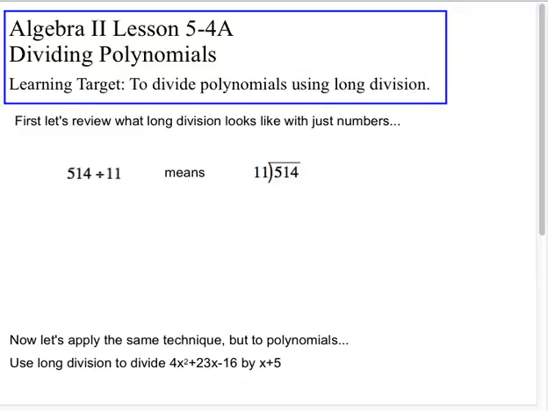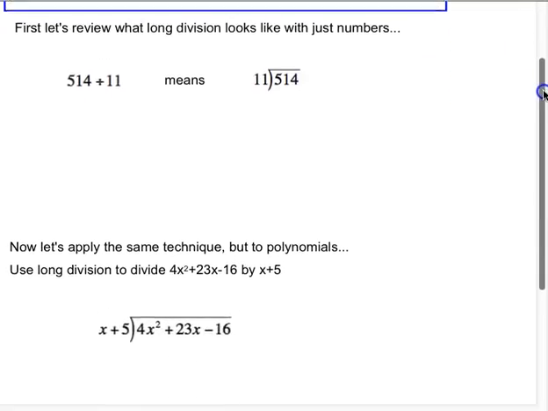Welcome back. Today we're starting a new section, 5.4. So in 5.4, we're focusing on dividing polynomials. And throughout this lesson, we're going to talk about two different ways to divide. Today we're going to focus on the way that you actually started way back in elementary school with long division.